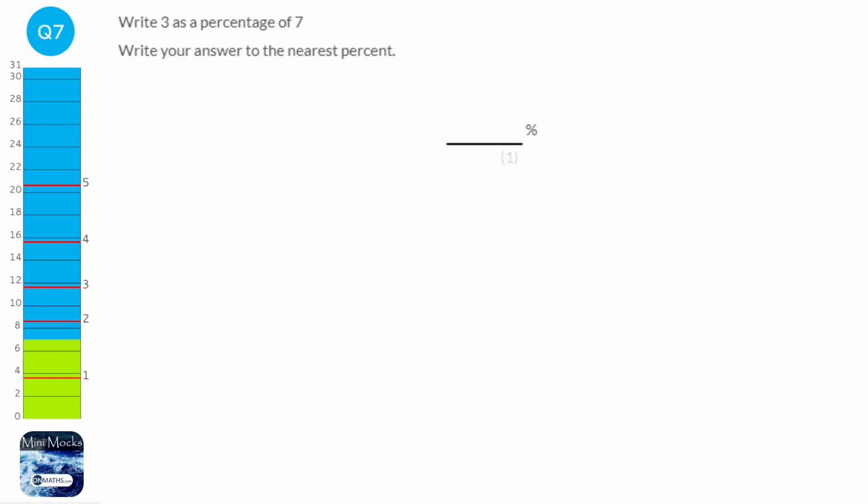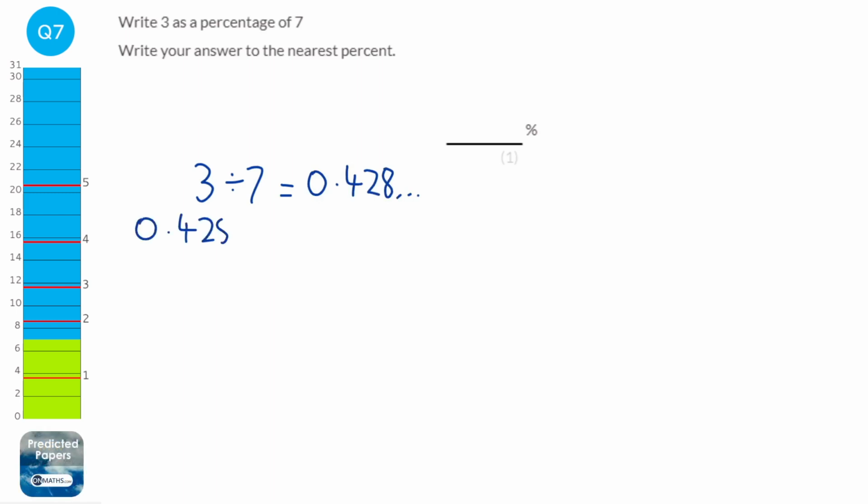So what we can do here is we can do 3 divided by 7 to find out what 3 is as a percentage of 7, find out what that is as a decimal, which would be 0.428 and so on. And then to convert a decimal into a percentage, we times by 100, so we can get that 0.428 and times it by 100, and that will be 42.857, and it wants it to the nearest percent, so that's going to round to 43%.